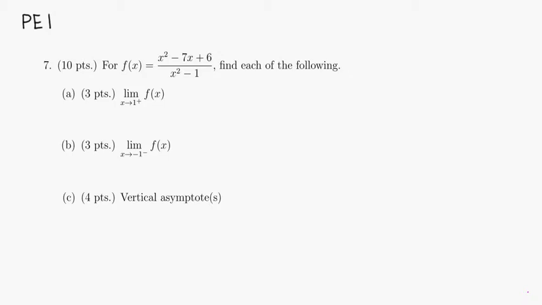Alright, so first thing I would do is factor the numerator and then factor the denominator. Factoring the denominator is pretty easy: it's x minus 1 times x plus 1. On top, that would be x minus 1 and x minus 6. I think that would work out.